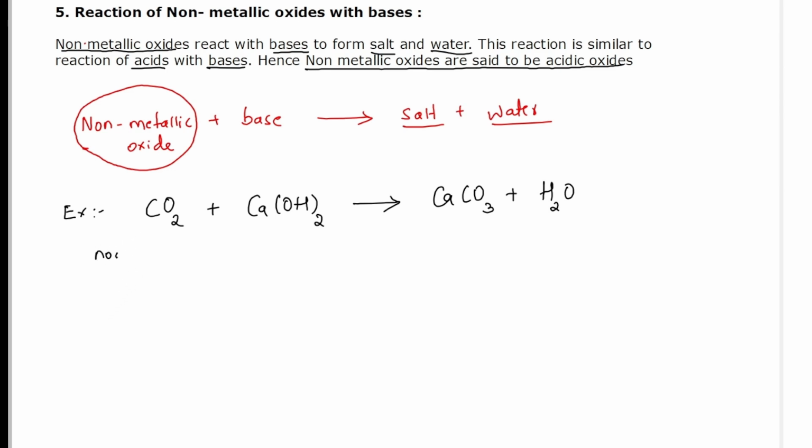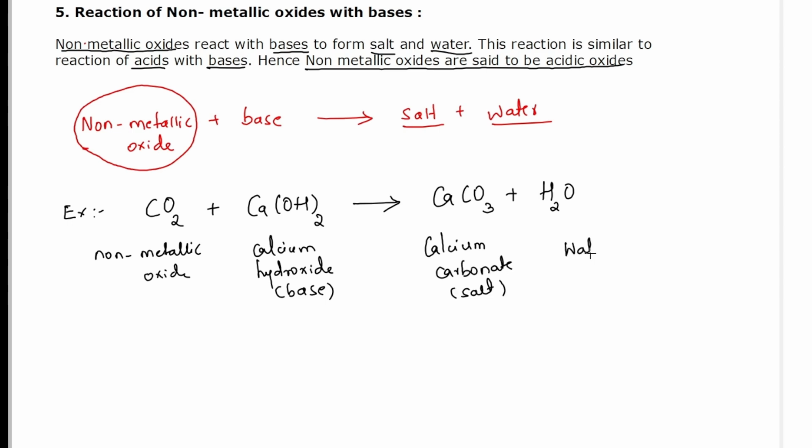This is a non-metallic oxide. Calcium hydroxide is a base. Calcium carbonate is a salt. This is water. Here also there is formation of salt and water only when the reaction takes place between a non-metallic oxide and a base. So we say that non-metallic oxides are acidic in nature. We conclude non-metallic oxides are acidic in nature.